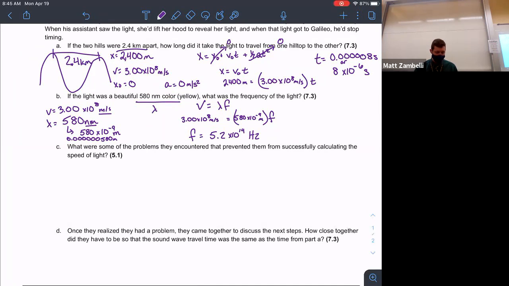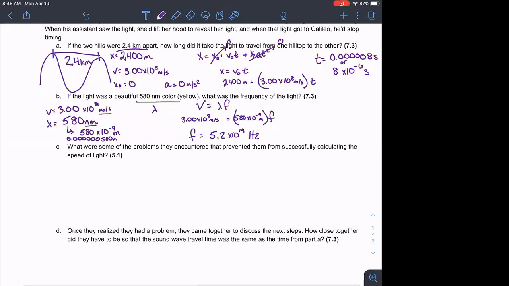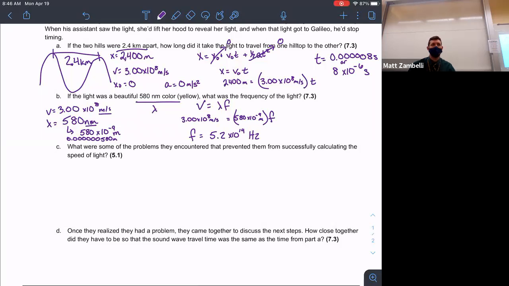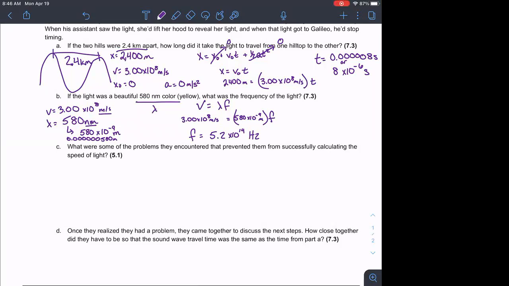All right, then 1C says, what are some problems they encountered that prevented them from successfully calculating that speed of light? Who could tell me a problem that they encountered? The angle of the hill. The angle of the hill, okay, so what if the hills are on angles and they're not standing right at the top? Awesome. What's another issue that they could have encountered? Just the human reaction time.